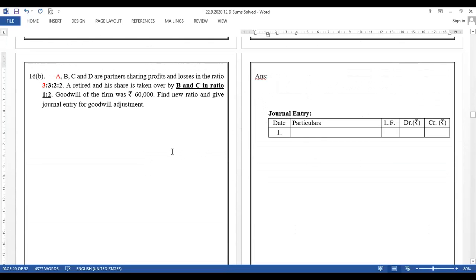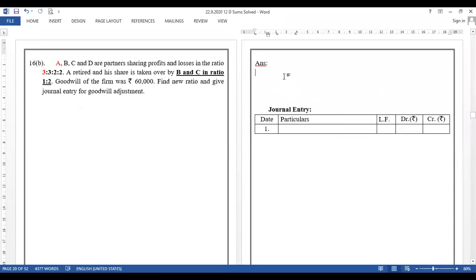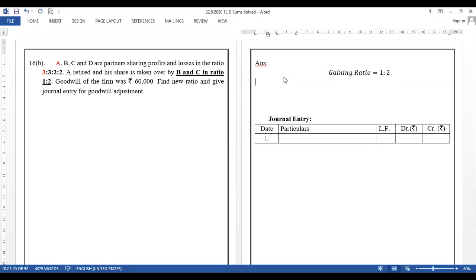A, B, C, D are partners sharing profits and losses in the ratio of 3:2. A retired and his share is taken over by B and C in the ratio of 1:2. Okay, the gaining ratio is directly given to us. Goodwill of the firm was rupees 60,000. Find the new ratio and give a journal entry for goodwill adjustment. Gaining ratio is given. B and C is taking over in the ratio of 1:2. Gaining ratio is 1:2.